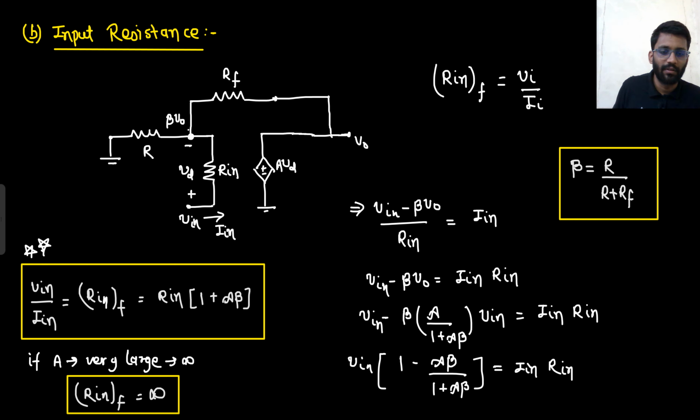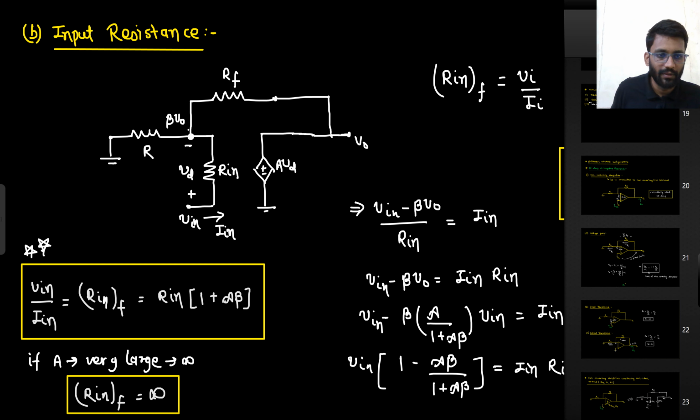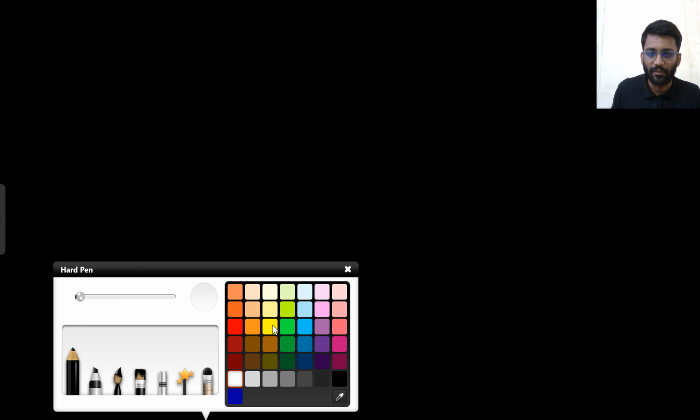Now what about R naught? So now we are going to calculate R naught. So let me add a page. Now the third thing I am going to calculate is R naught, the output impedance.